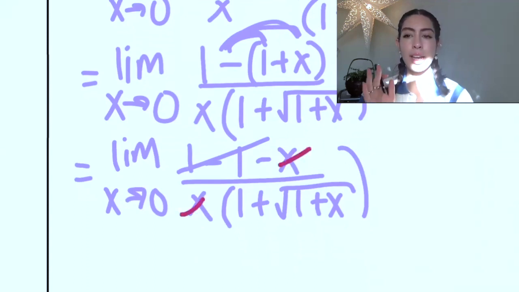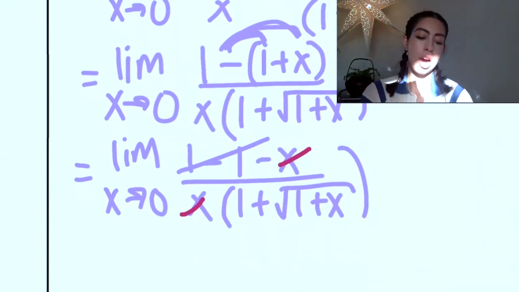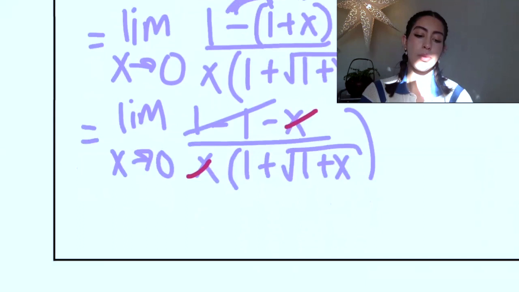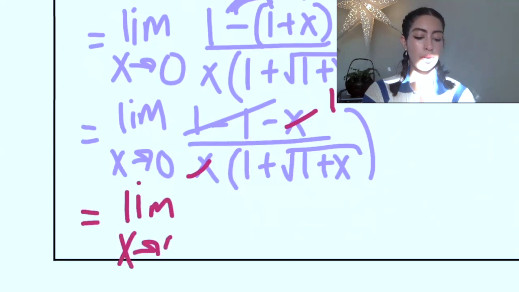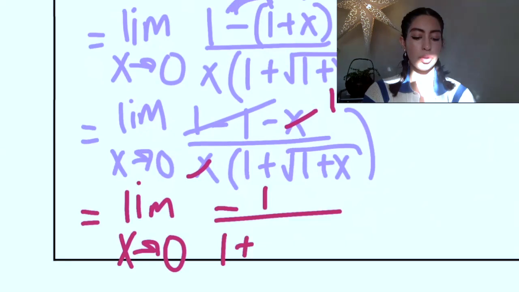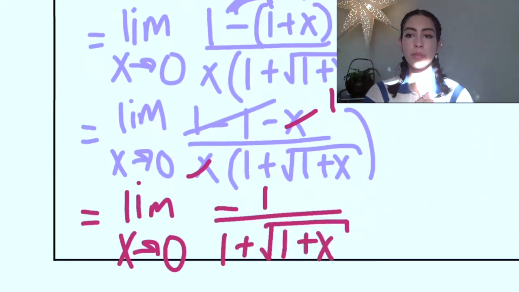So I'm going to cancel those out. I'm doing this all in one step just to save time rewriting the steps. But that's going to leave me with a negative 1 up at the top. So this will be the limit as x goes to 0 of negative 1 all over 1 plus root 1 plus x. Because that x got canceled out with that x. Those 1s got canceled out, but don't forget that minus there.